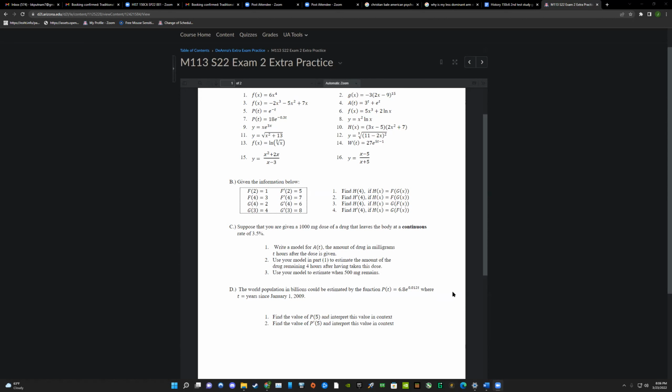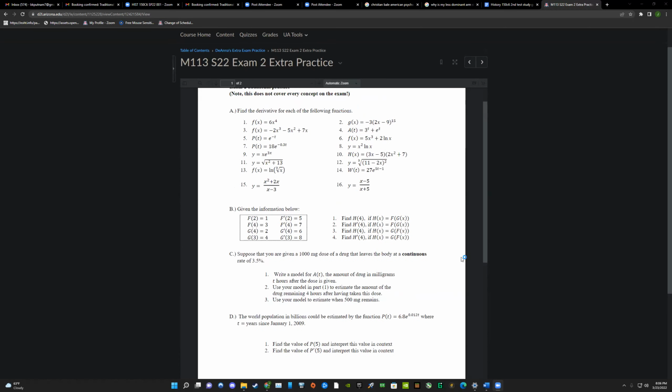Now, that number is in billions. Let's just say it's 90. That would be like 90 billion people. And that's what it means by interpret this value in context. But we can add a little more. So let's actually get the number.